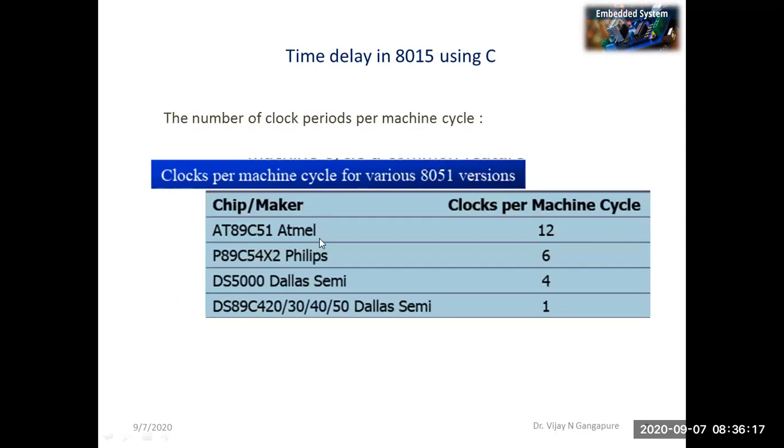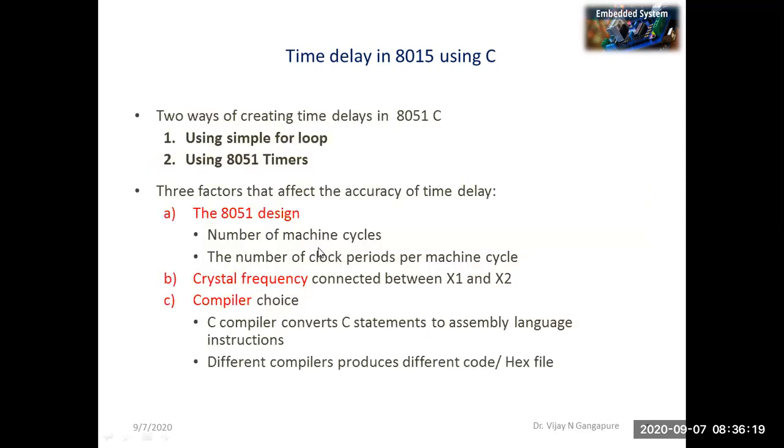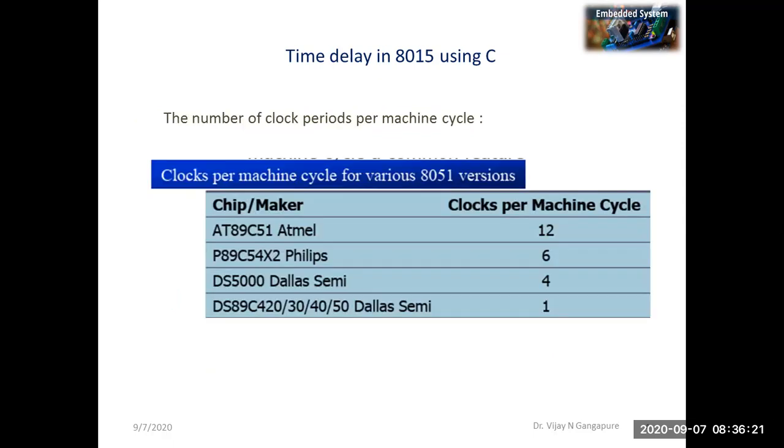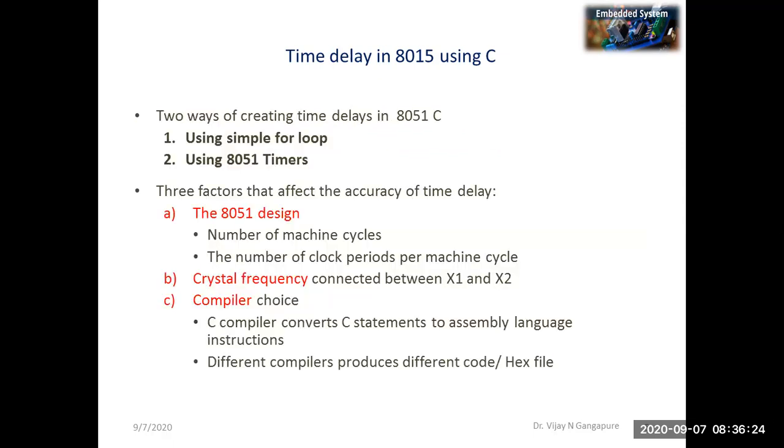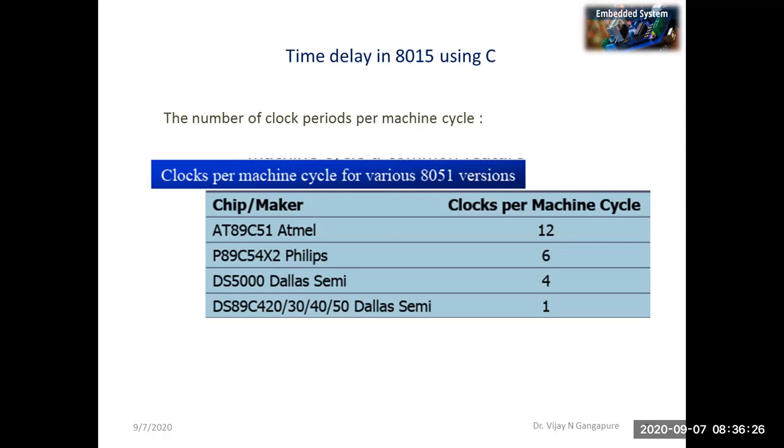So to illustrate this point, that is the first point, the number of clock periods per machine cycle. I have taken four microcontrollers from the family of 8051 microcontrollers. In case of the 8089C51 microcontroller, an 8051 microcontroller manufactured by Atmel Corporation, clocks per machine cycle are 12.